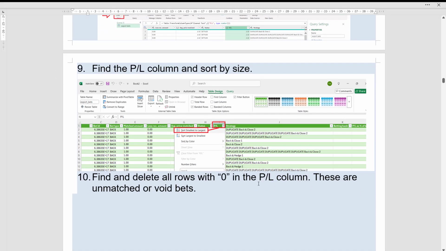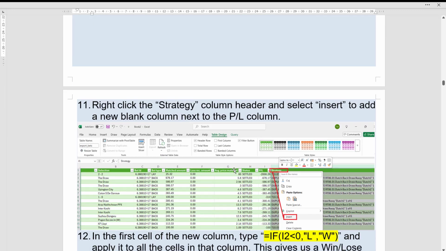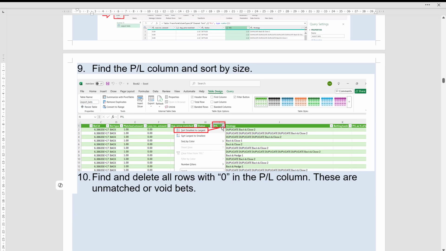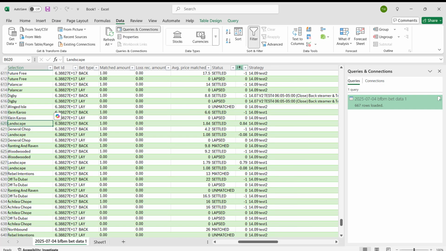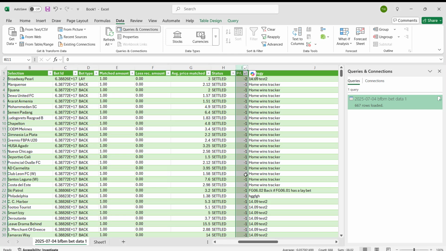Once we've done that, the next thing we want to do is find the PL column and sort by size, because we want to find and delete all rows with 0 in the profit loss column. These could be unmatched or voided bets. My eventual target is just to end up with profit and loss, so that negative numbers are losers and positive numbers are winners. So we don't want the 0 ones. First of all, I'm going to right click on the PL column and tell it to sort smallest to largest. Find the PL column and left click, sort smallest to largest. Okay, it's got that in order there.